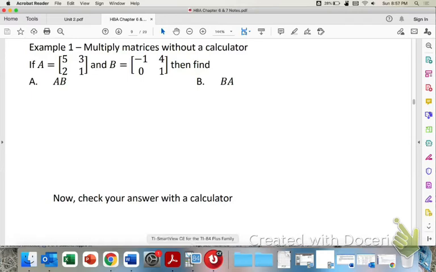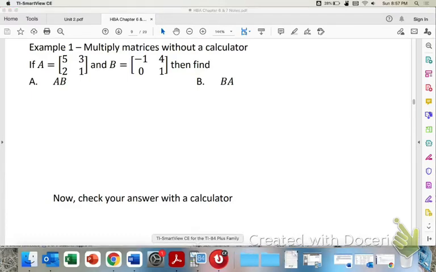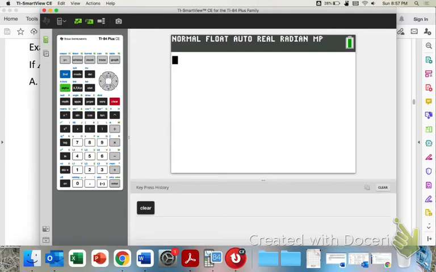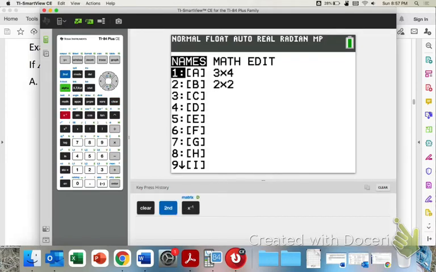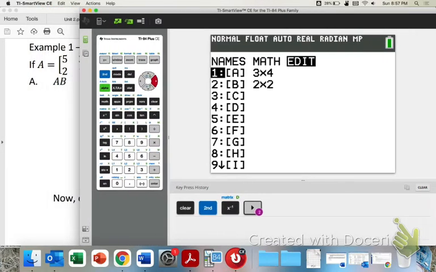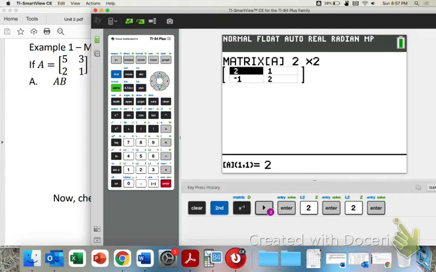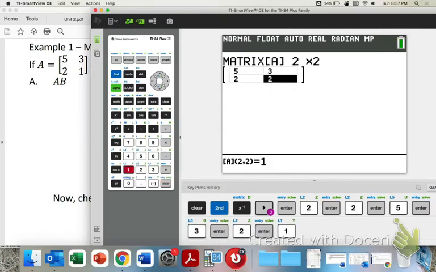So first, I have to do one calculator at a time. Let's take a look at an 84 calculator. You find, and we've done this before, your matrix menu here. This time I'm going to go ahead and put in matrix A and matrix B at the same time. So I'm going to edit A, and I'm going to make a 2 by 2 matrix.